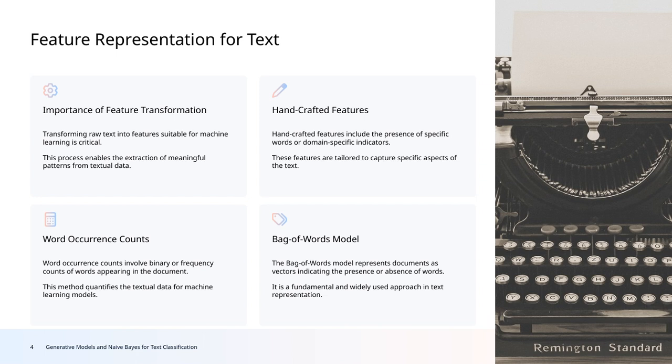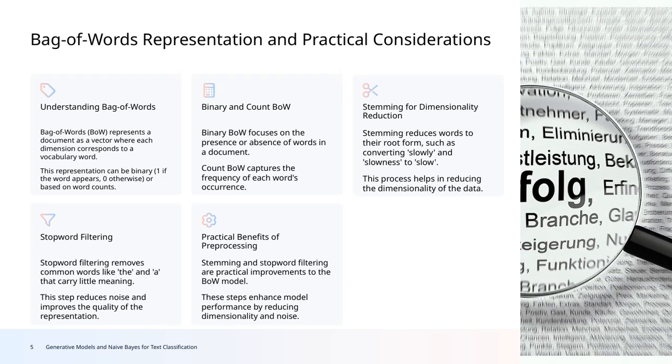Finally, transforming raw text into meaningful features is a vital step. Without proper transformation, raw text is just noise. By extracting relevant features, we enable our models to recognize important patterns and make accurate classifications. This process of feature transformation truly underpins effective text analysis and classification. Now, let's look at the bag of words representation and some practical considerations to keep in mind.